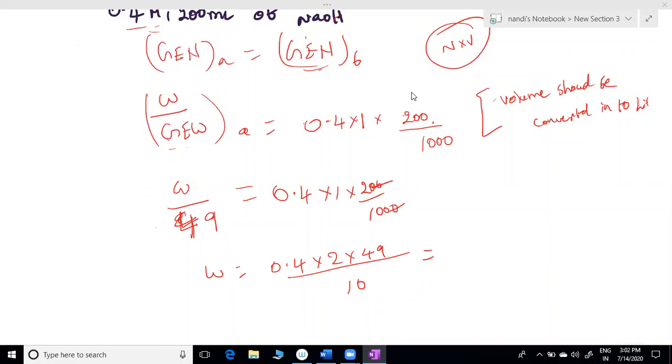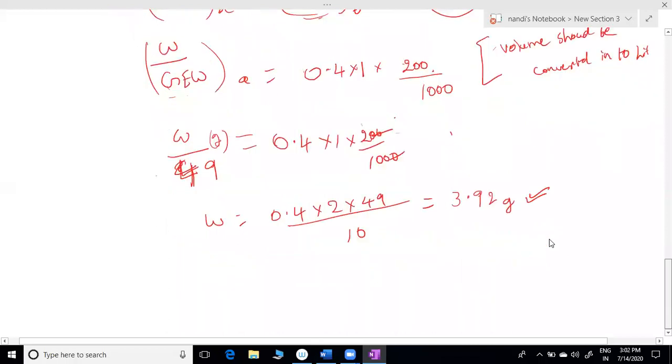3.92 grams, sir. We are dividing by 1000, converting directly into grams. Concentrate a little bit on this conversion. If we don't want the units in grams, we can convert it. We will get milligrams, sir.